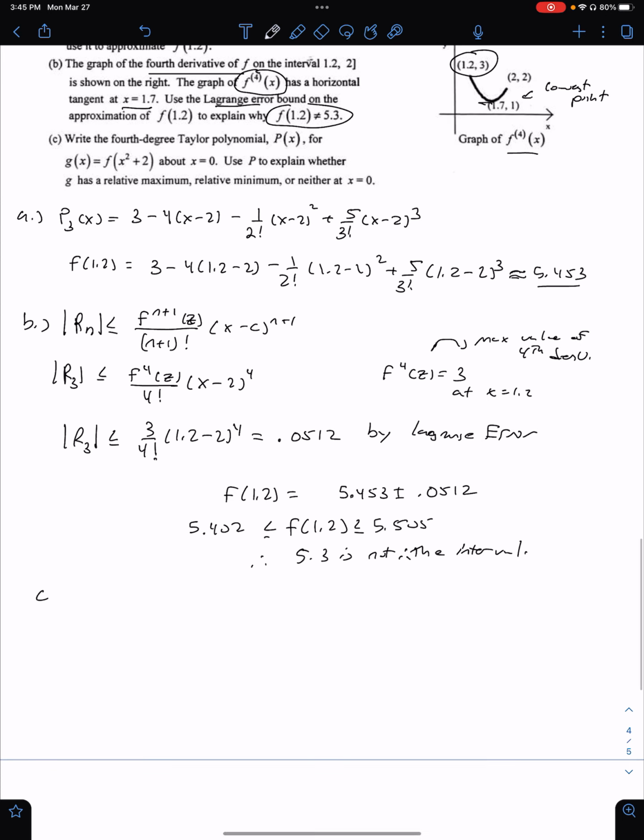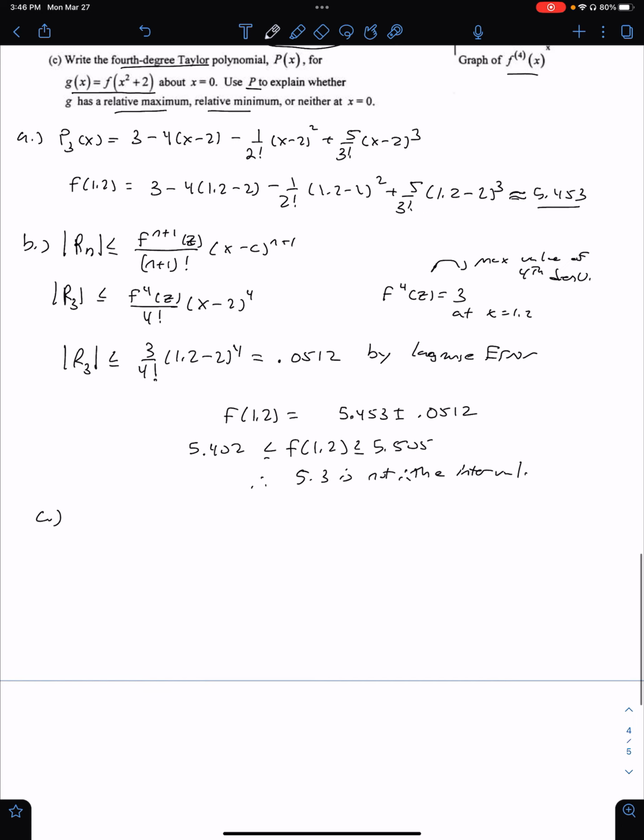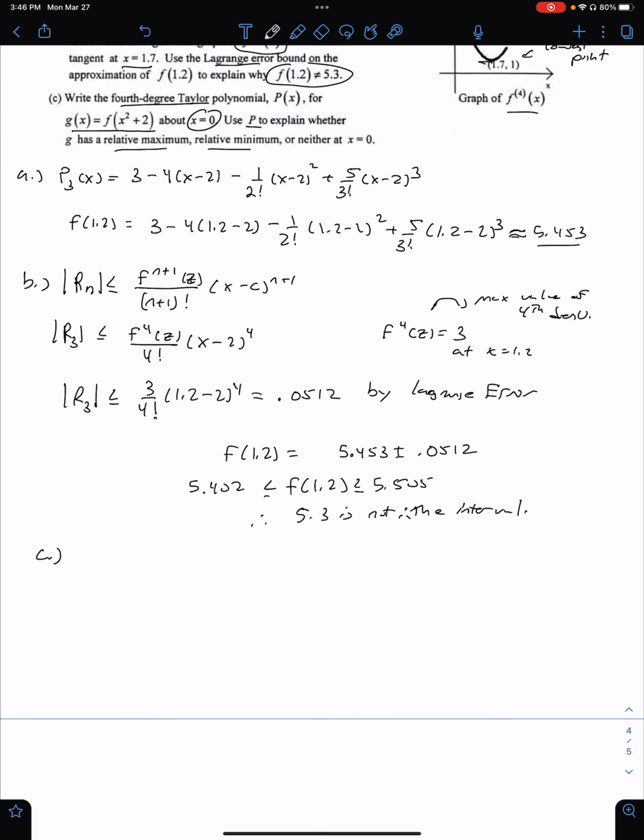All right, the last one, part C. They say write a fourth degree Taylor polynomial for f of x equals g of x squared plus 2. Use p to explain if it has a relative maximum or a relative minimum. So, we're talking about a Maclaurin, so we can just change it up. So we know p3 of x, our original, was this: 3 minus 4 times x minus 2, minus 1 over 2 factorial, x minus 2 squared, plus 5/3 x minus 2 cubed.